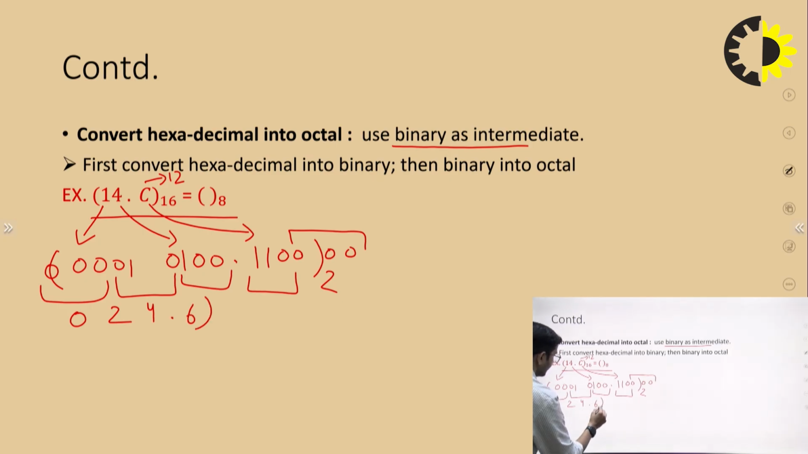So this is our final hexadecimal to octal conversion, which is 024.6, or we can neglect this 0. 24.6 is our final result for the hexadecimal to octal conversion.